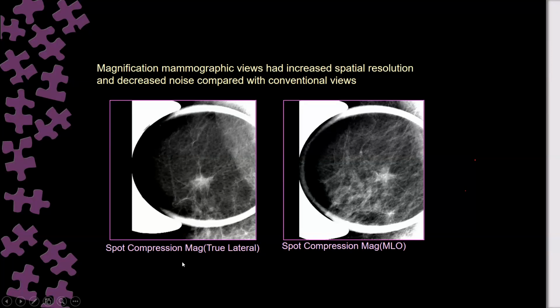This is a spot magnification view or compression view. Spot magnification view from true lateral, and this is magnification view from MLO. What is the difference between the two? More characterization for the lesion in the true lateral. So what does it mean? Excellent, Sarah. More characterization or more clarity? Clarity. More clarity. Excellent. Well done.